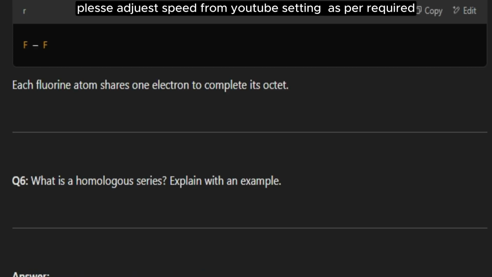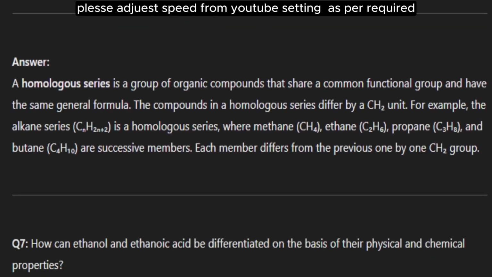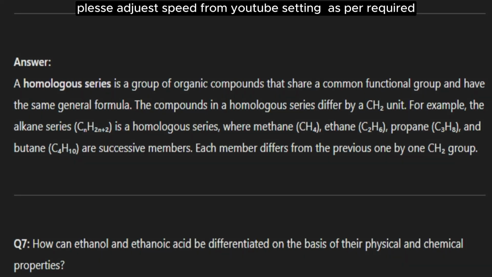Q6, what is a homologous series? Explain with an example. Answer: a homologous series is a group of organic compounds that share a common functional group and have the same general formula. The compounds in a homologous series differ by a CH2 unit. For example, the alkane series, CnH2n+2, is a homologous series, where methane, CH4, ethane, C2H6, propane, C3H8, and butane, C4H10, are successive members. Each member differs from the previous one by 1 CH2 group.